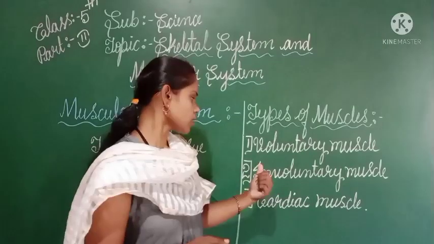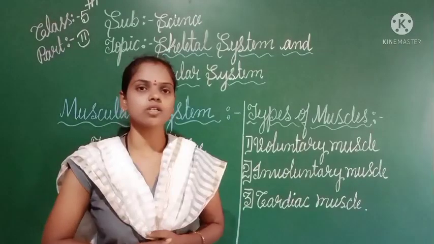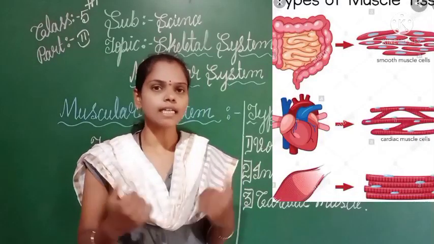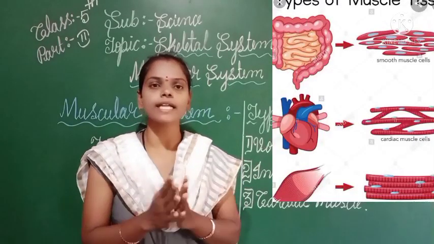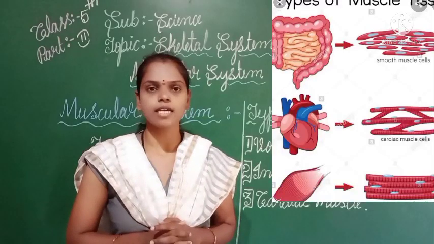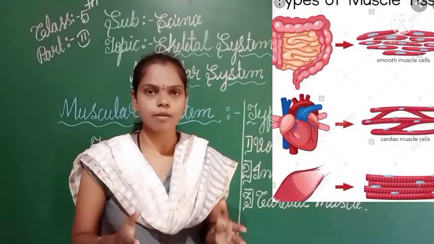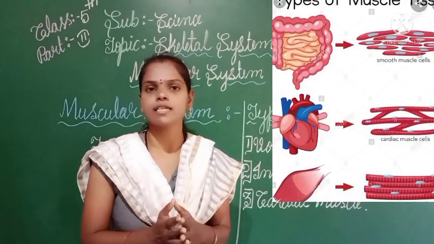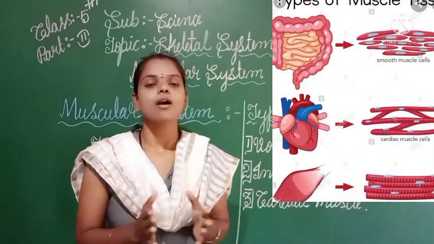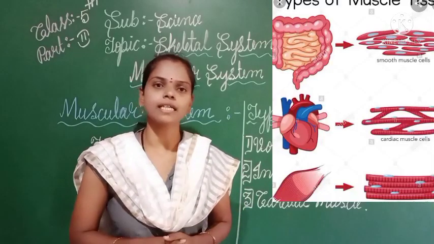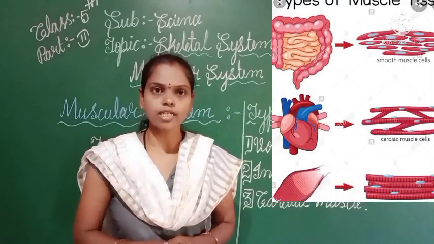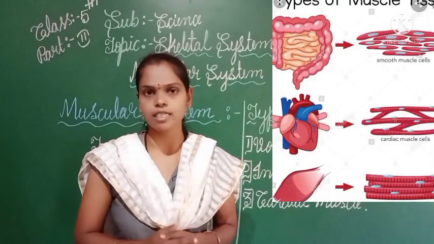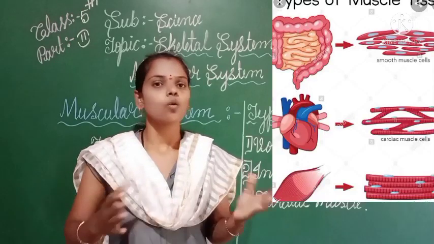Next, let us learn about involuntary muscles. Involuntary muscles are present in the internal organs, for example the lungs, stomach, intestine and blood vessels. These are the muscles attached to the internal organs, and they work unconsciously. For example, they won't stop.